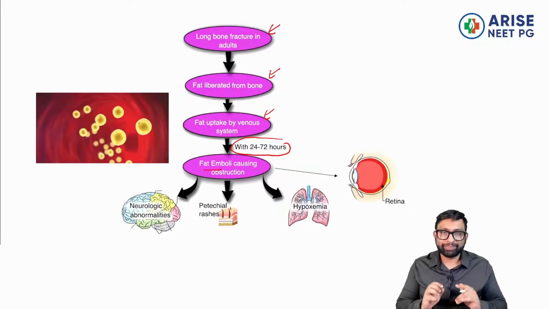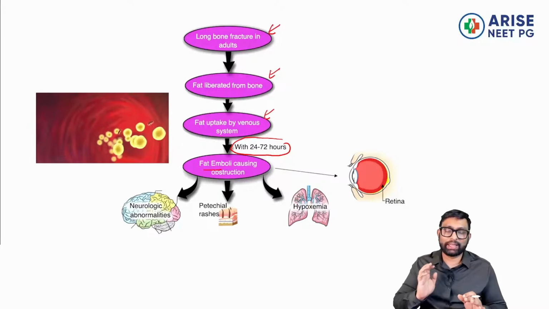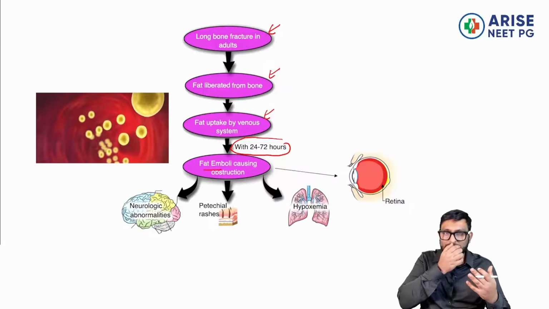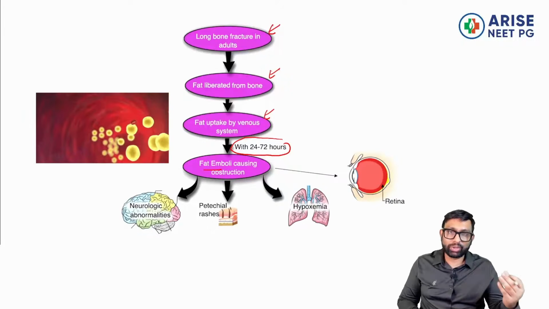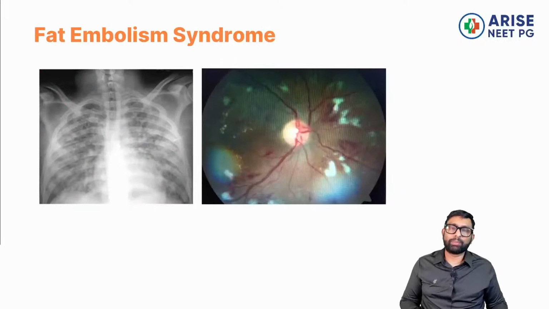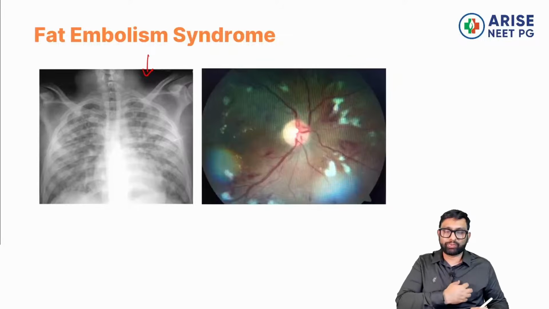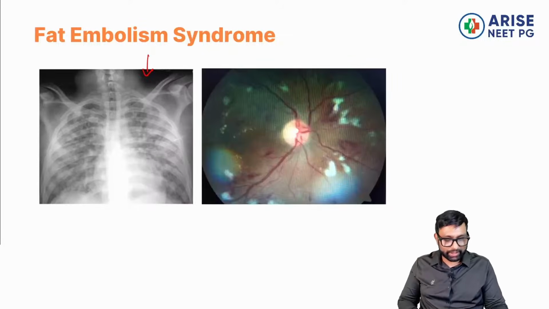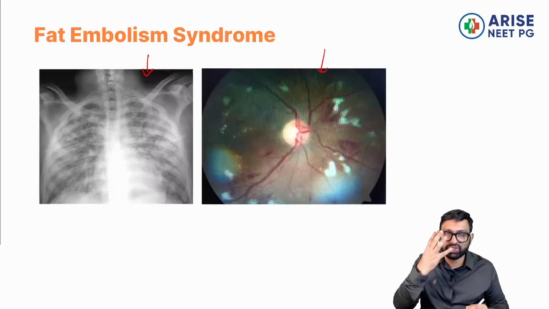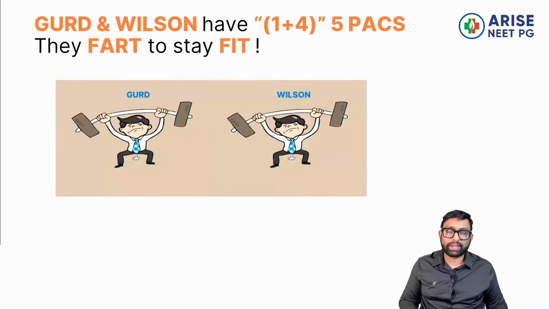Very important to remember, within 24 to 72 hours, the fat emboli goes into different areas. If it goes to the brain, patients will have confusion. If it goes into the skin, patients will have multiple petechial rashes. If it goes into the lung, patient will develop hypoxemia. They'll have pulmonary embolisms. If it goes into the retina, you will see retinal emboli. So in fat embolism, all of these features are seen. Even in a chest x-ray, you will notice a lot of pulmonary infiltrates. Patients will also have emboli seen on fundoscopy as well. So these are all features of fat embolism syndrome.